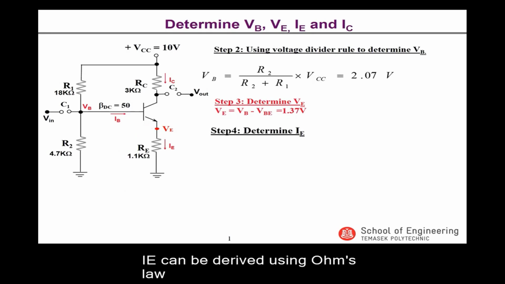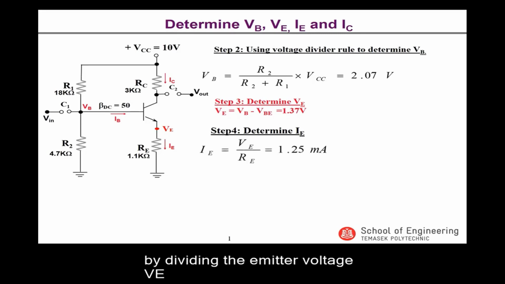Step 4 is to determine the emitter current IE. IE can be derived using Ohm's law by dividing the emitter voltage VE by the resistance of RE, to give a value of 1.25 milliamperes.